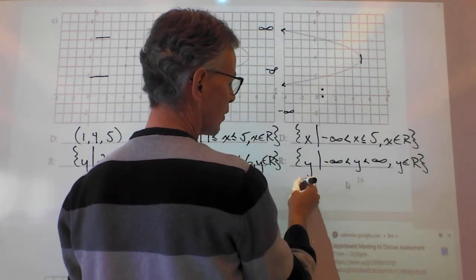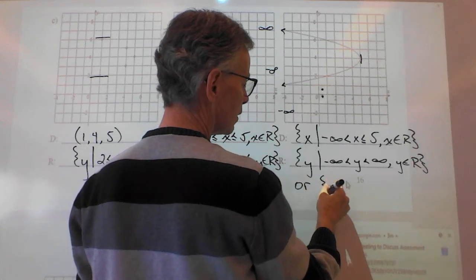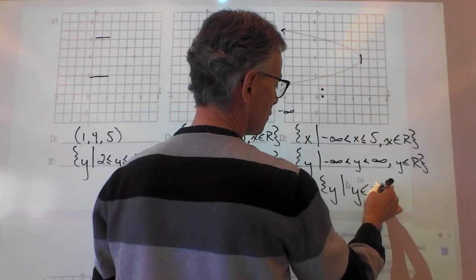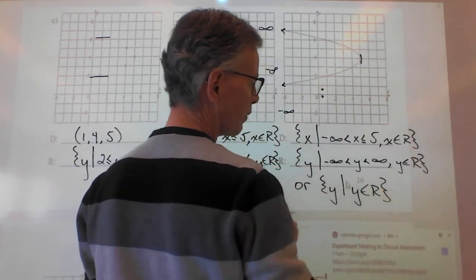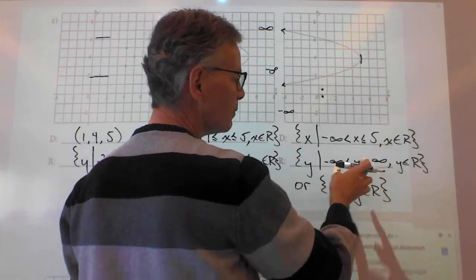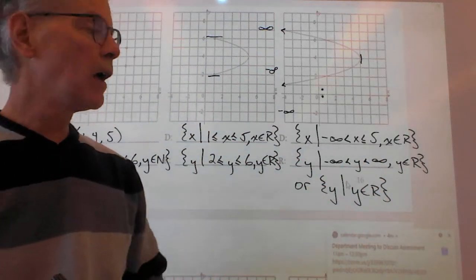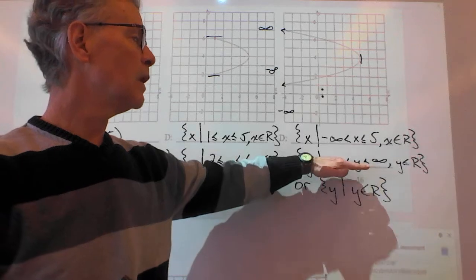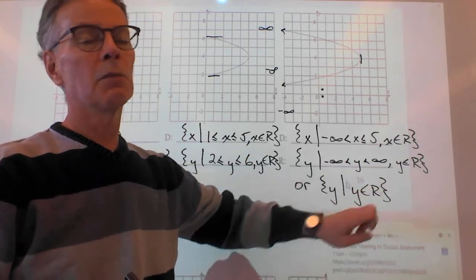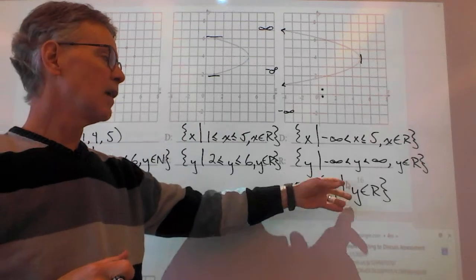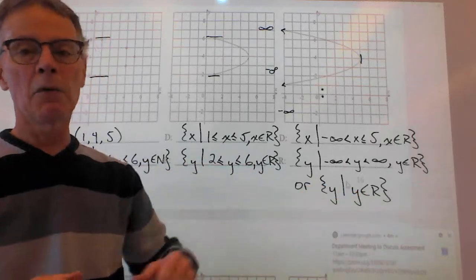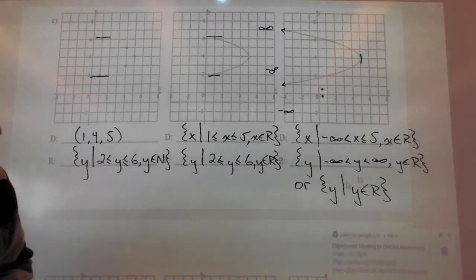A shorter way of writing this would be to say y such that y is an element of the set of real numbers. Okay? In other words, we just get rid of this middle part because y can be any possible number. So you don't have to specify. It can be anything. And that's why we just say y can be any real number. Okay? So that's a shorthand. Most of your grade 11 math teachers are probably going to ask you to write it that way. Okay? So we'll move on.